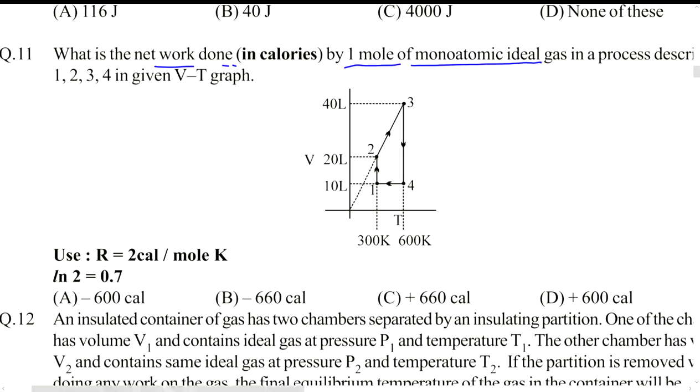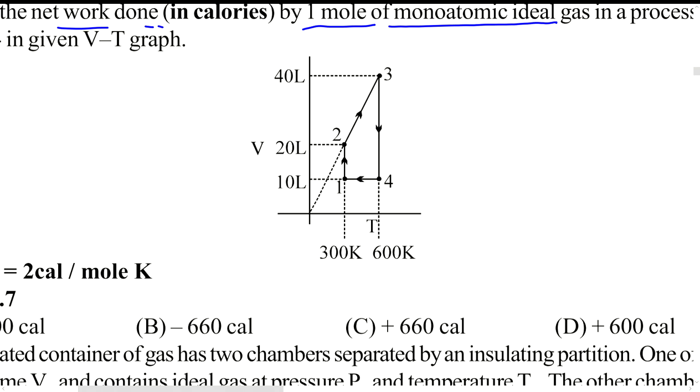So for the net work done, we'll just evaluate work in each of the 4 processes. If it had been a PV graph, it would have been easier to simply calculate the area under the graph. But since it's a VT graph, we'll just have to do the calculation for each individual process. Now, the first process from 1 to 2 is an isothermal process that is taking place at 300 Kelvin, for which the initial and final volumes are also known. They are 10 and 20 liters.